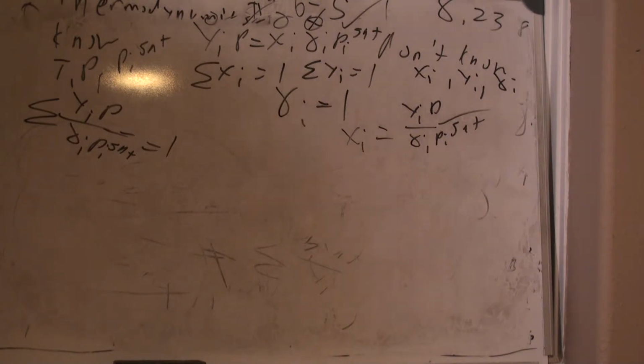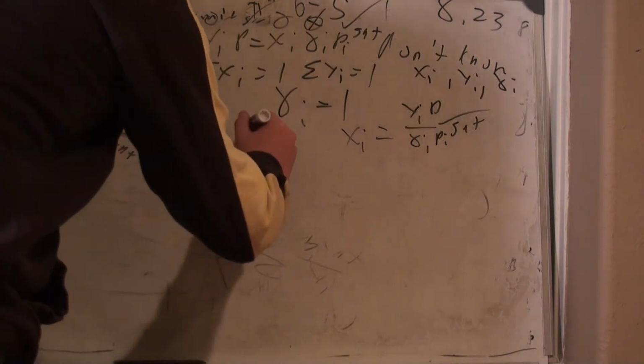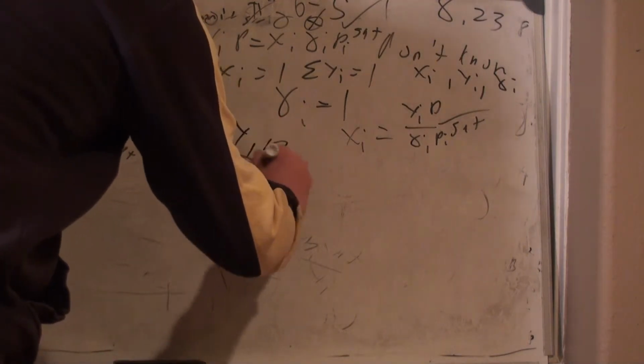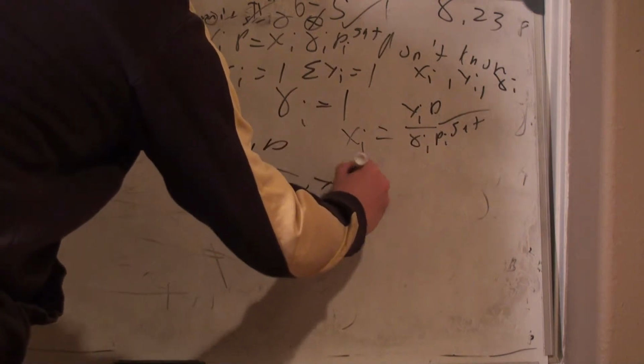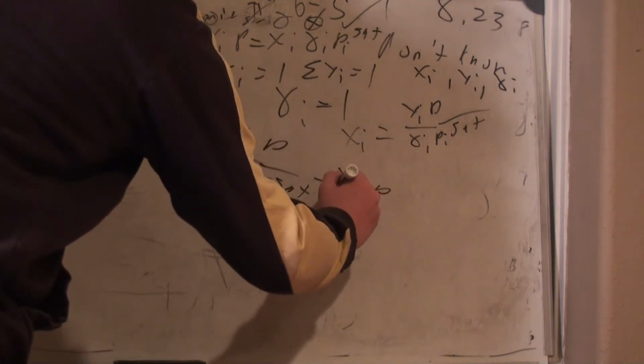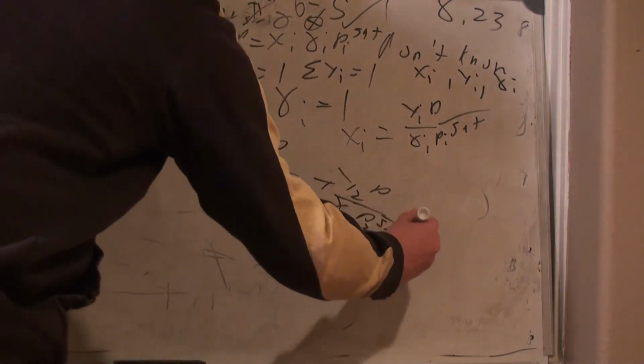Okay. The thing is, though, before, P was the unknown. When at the dew pressure P was unknown, I could just pull out the P. I can't really pull out the yi because it's different for each term. So I have to expand this out, essentially, to be y1 P over gamma 1 P1 sat plus y2 P over gamma 2 P2 sat. Okay.